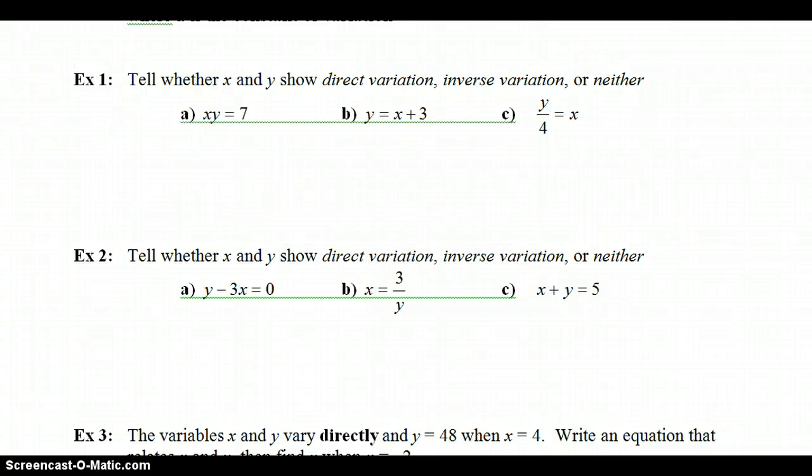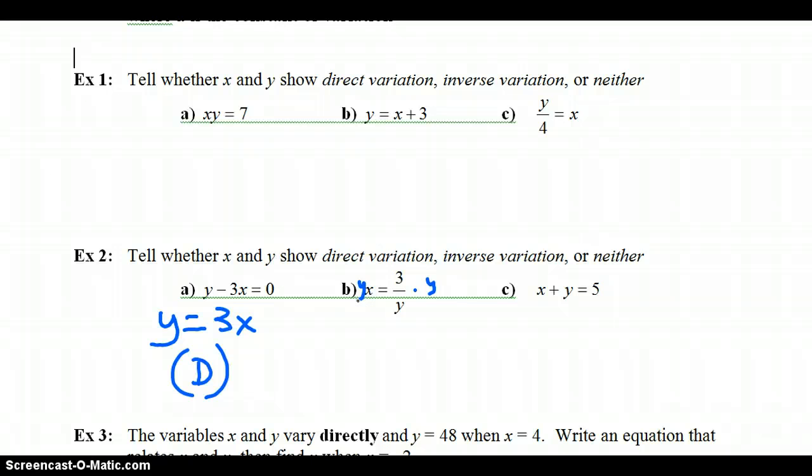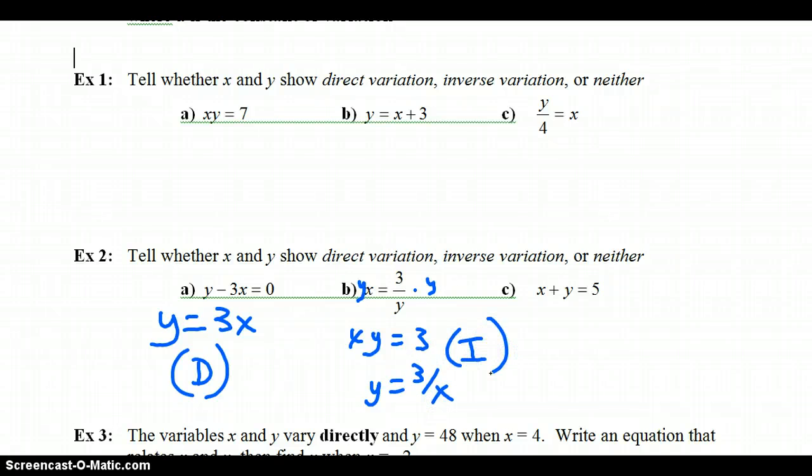So the first thing that you want to do with each one of these is set them to a y equals. So this is a minus 3, so we would add 3x to both sides. You can see that this will be a direct. Solve for y, so I'd multiply both sides by y, and I'd get yx or xy equals 3. Solve for y, I get y equals 3 divided by x, so this would be an inverse. Solve this for y, we would subtract x, and this would be a neither.